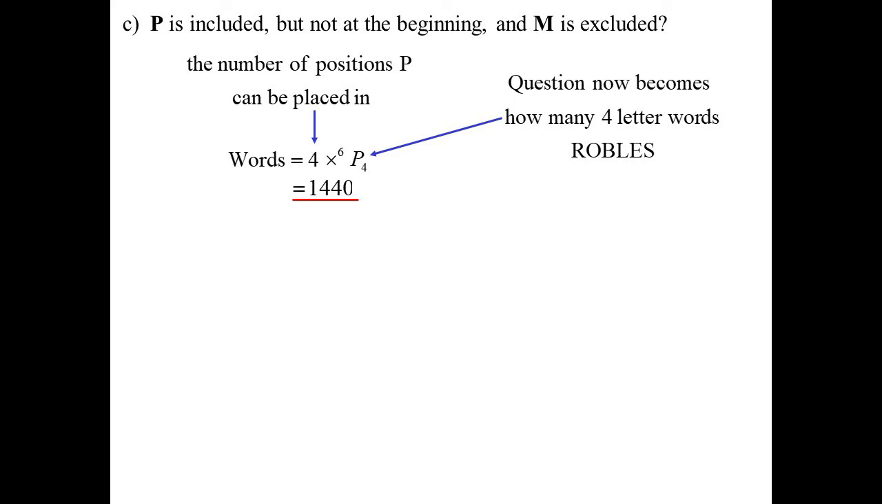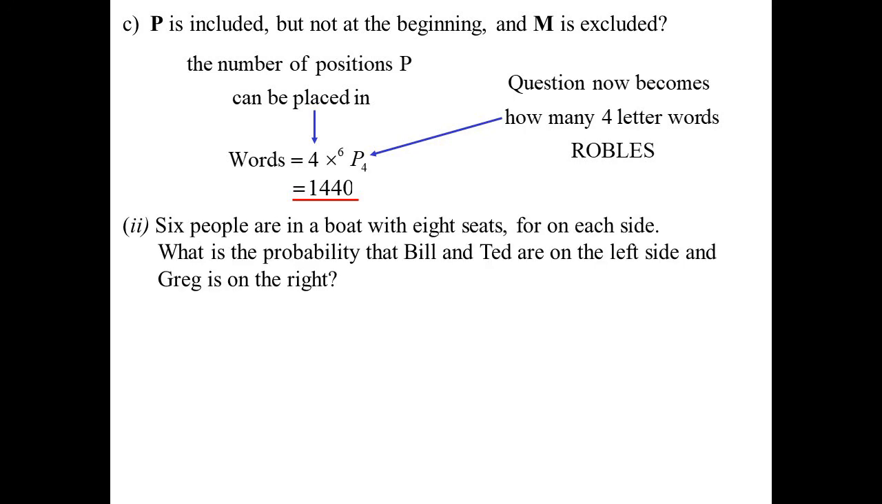Okay. Just imagine, for this sort of probability question, if we had to write out the sample space. Write out every single possibility. All right, we're going boating. 6 people are in a boat. 8 seats, 4 on each side. What's the probability that Bill and Ted are on the left side and Greg is on the right side?